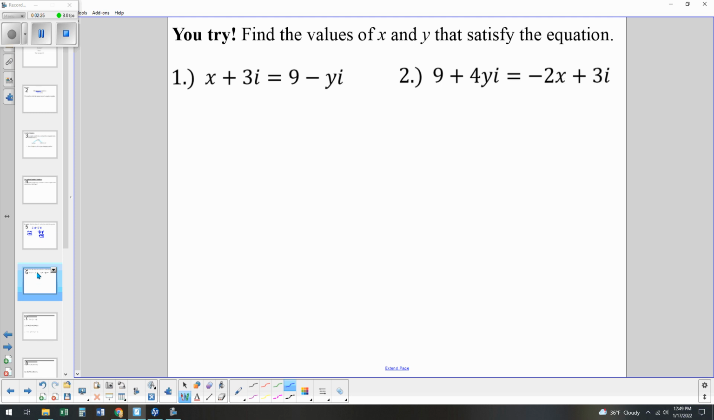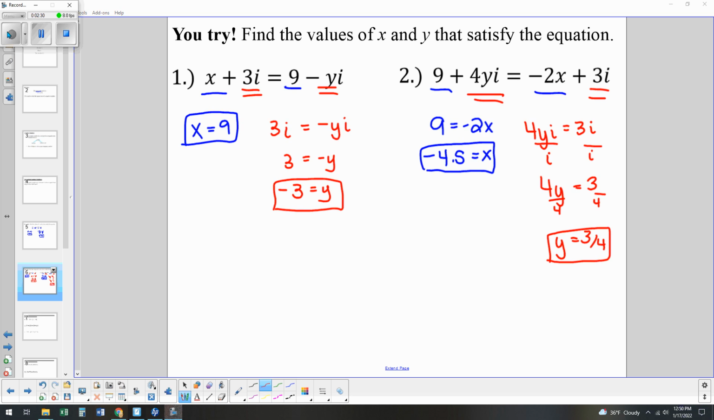So you go ahead and try these two. You can pause it and then check your answers. All right, so for number 1, matching up real with real, we get x is 9, and imaginary with imaginary, we get y is negative 3. For number 2, real with real, we get x is negative 4.5, or negative 9 halves. And then for y, once I cancel out the i's, I was left with 4y equals 3, so divide by 4, y is 3/4, or 0.75.